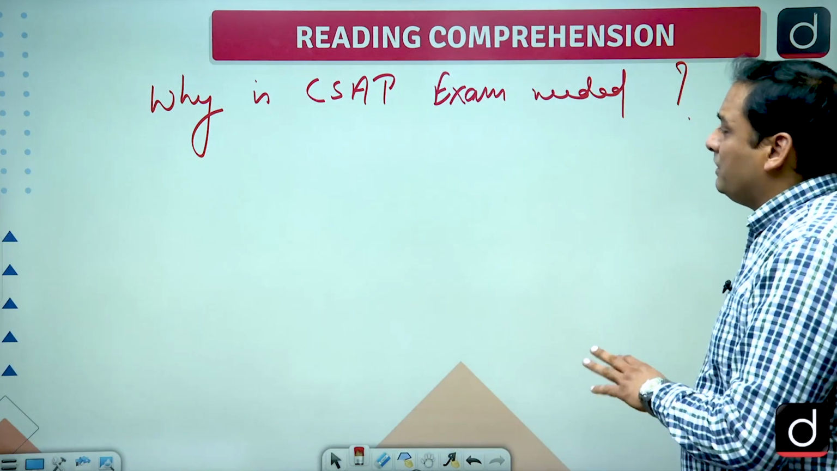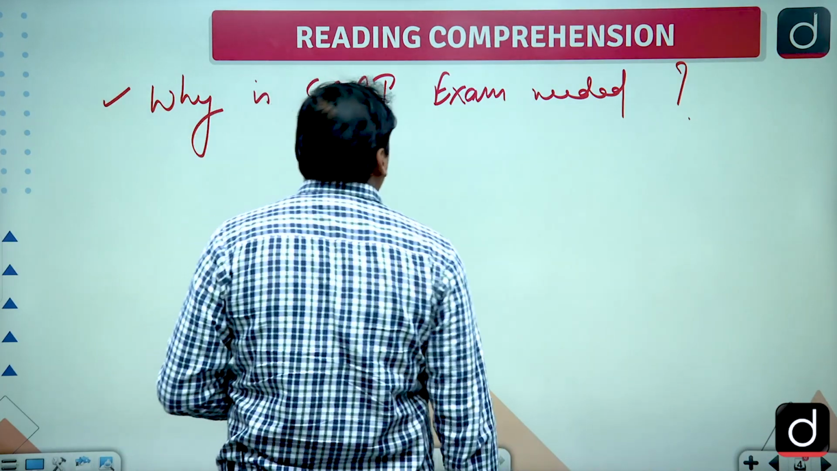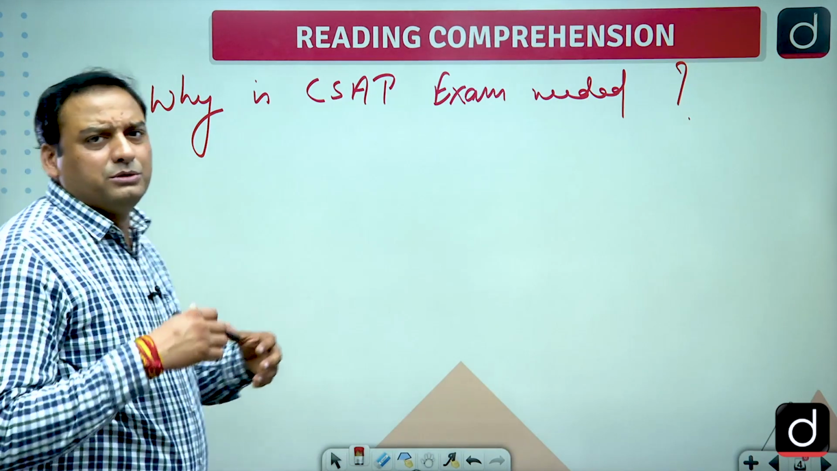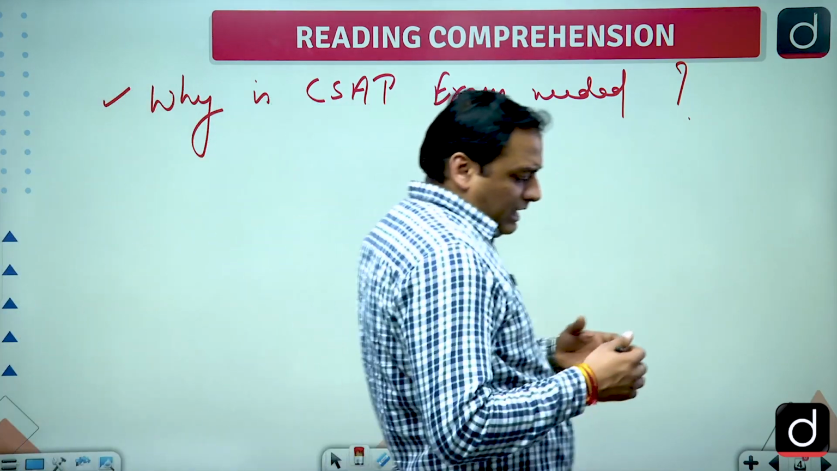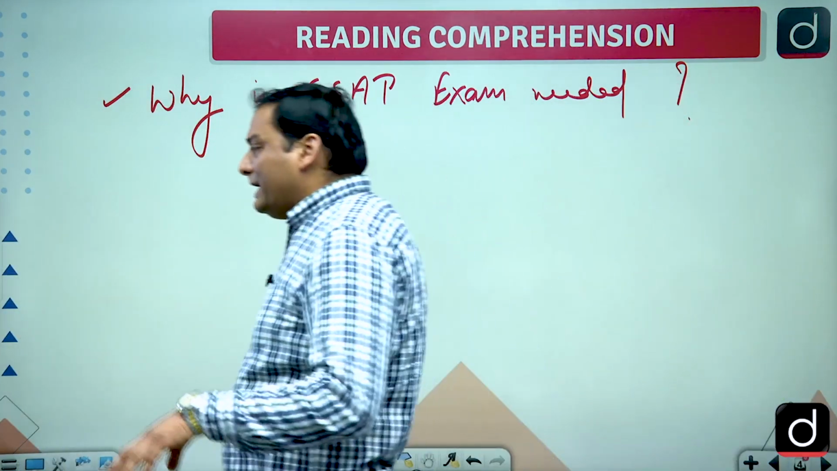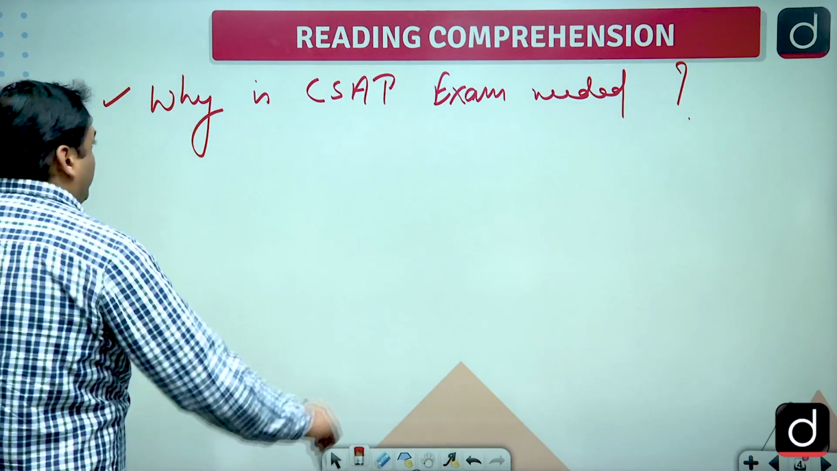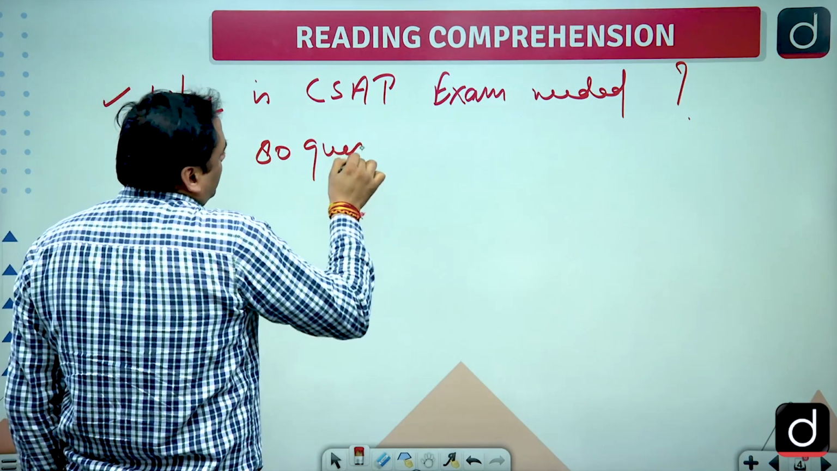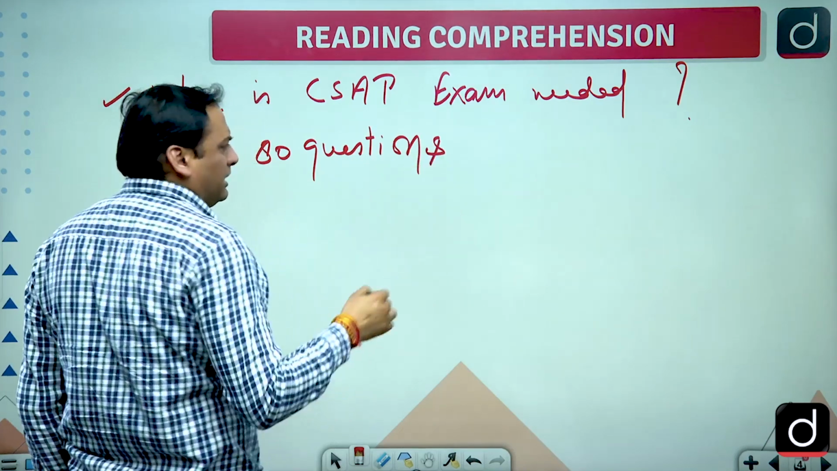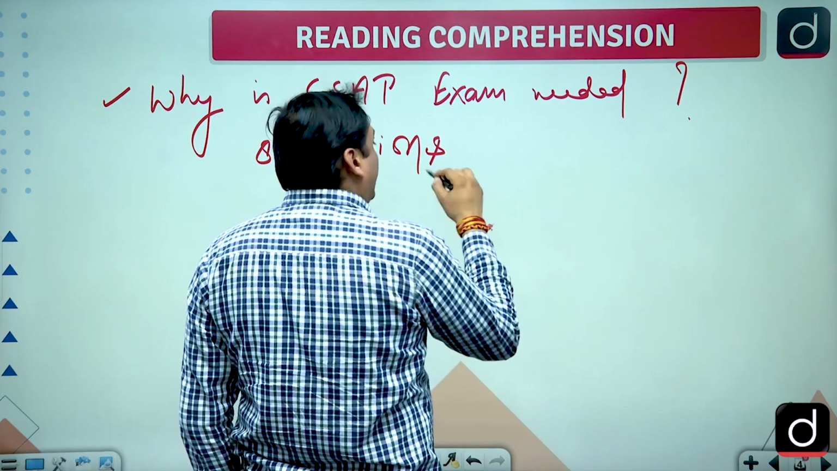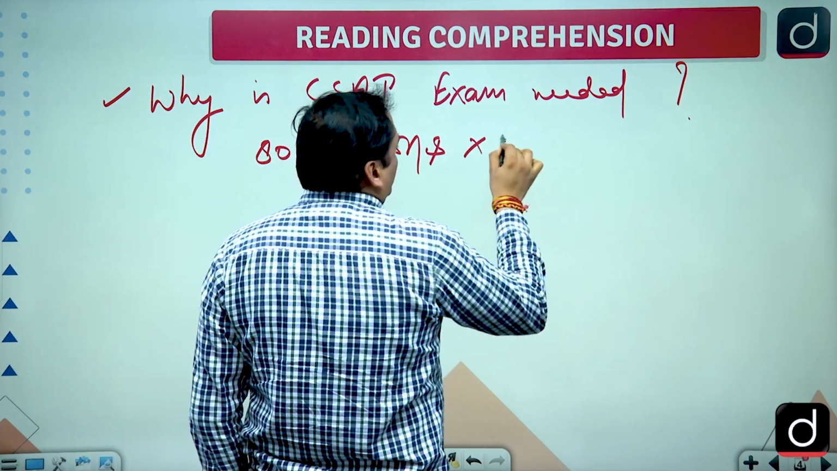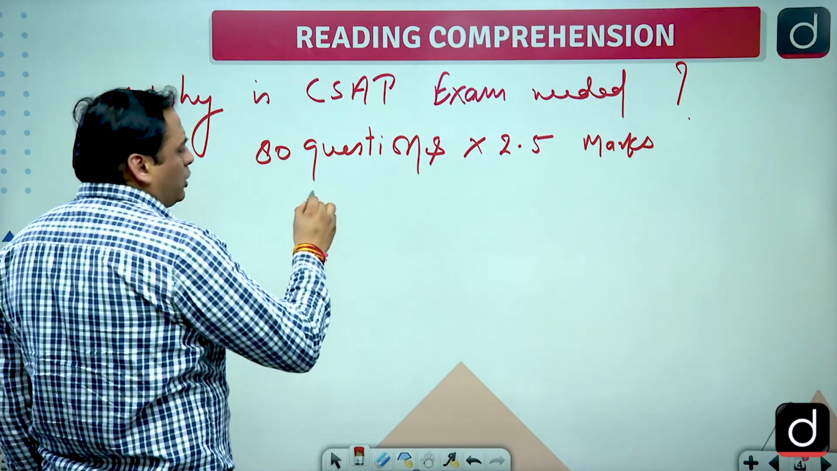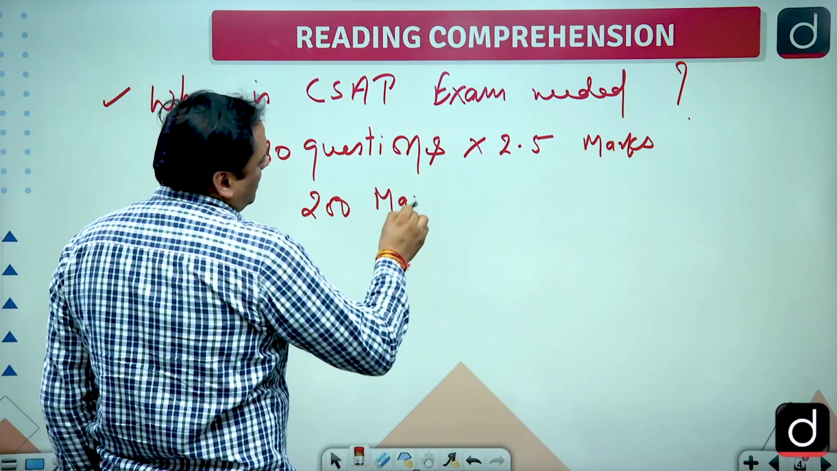So the first question is, why is the CSAT exam needed? You know the syllabus of this examination: quantitative aptitude, reasoning, English passages, and many things are there. So why they are needed, we have to understand first of all. 80 questions are there. You know it all. Each question contains 2.5 marks. So how many marks in total? 200 marks.